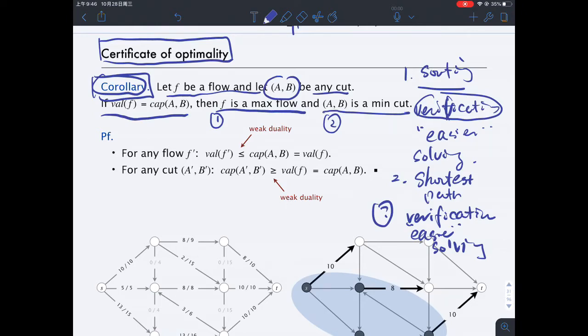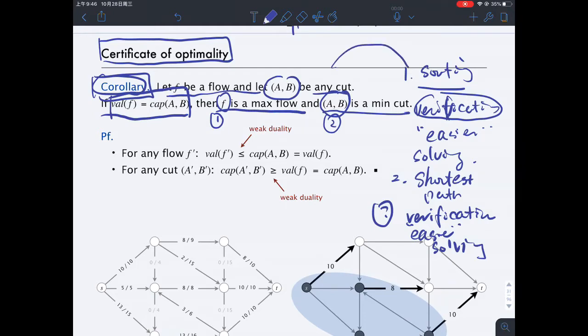So basically the corollary says that in case the value of the flow is the same as the capacity of the cut, we can certify optimality of two things. The first thing is that F is optimum in the maximum flow problem. The second thing is that A and B is optimum in the min cut problem, right?